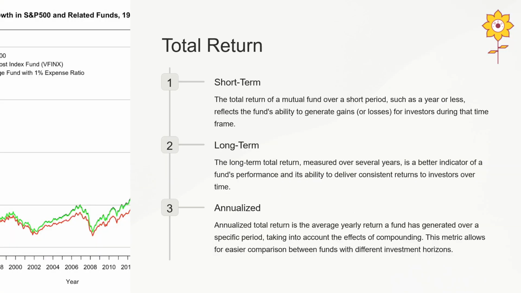Another metric that you have is total return. Total return is a return calculation for a mutual fund based on your goals: a short-term return, a long-term return, and an annualized return. Total return of a mutual fund over a period of time, such as a year or less, shows the fund's ability to generate gains. Short-term return calculation comes in money market mutual funds. For long term, it basically comes for equity funds, with long-term return measured over several years.